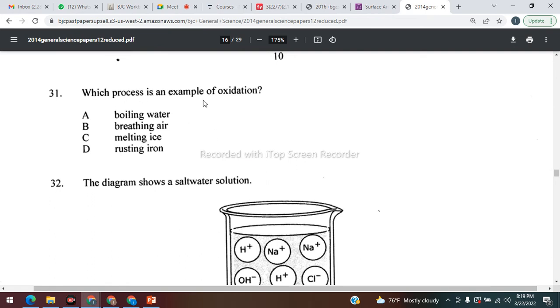Which process is an example of oxidation? Is it boiling water, breathing air? What's that, oxidation? Explain. Okay, oxidation is... give me one moment. Okay, sorry, my bad. I had to speak with someone.